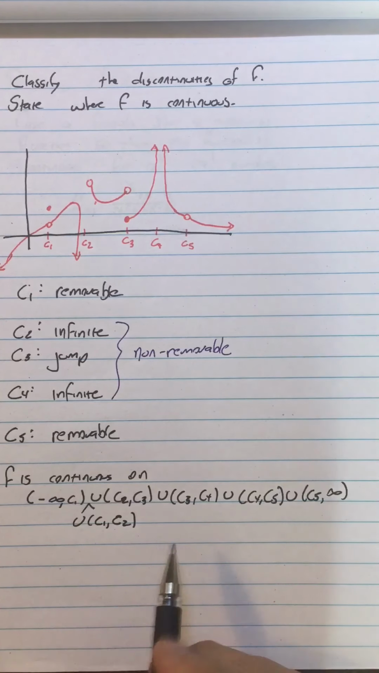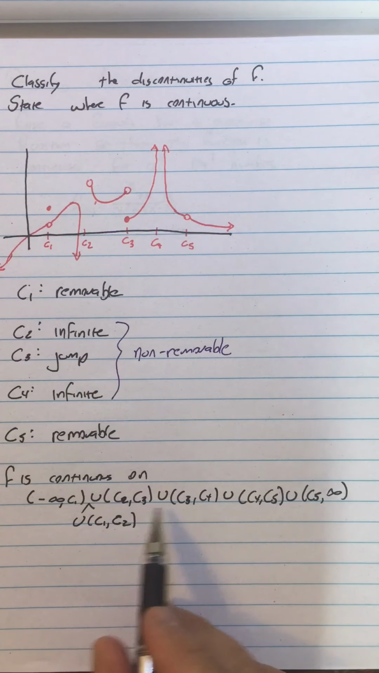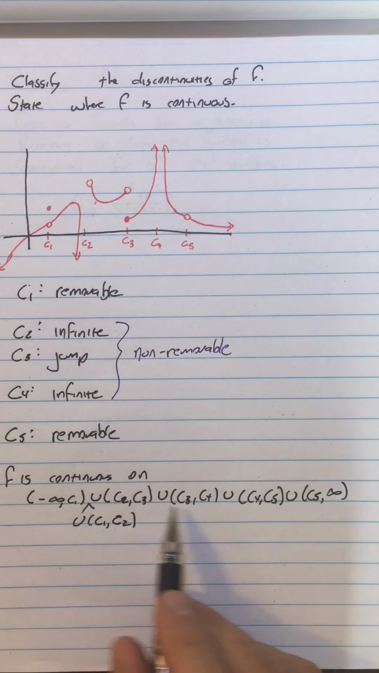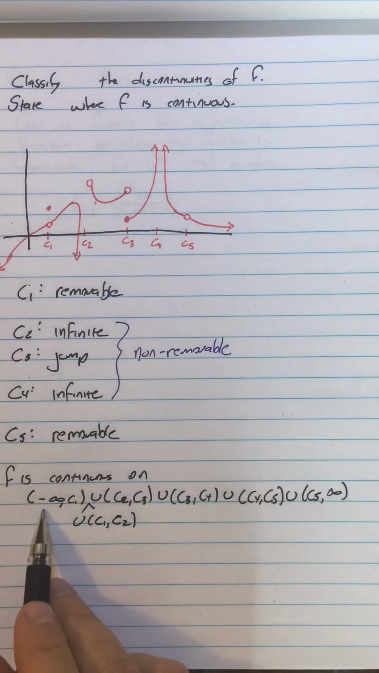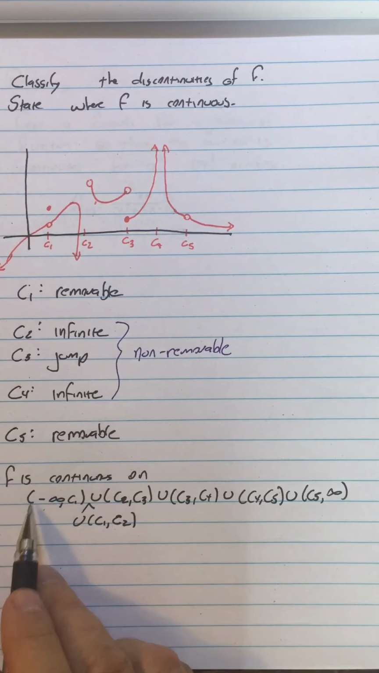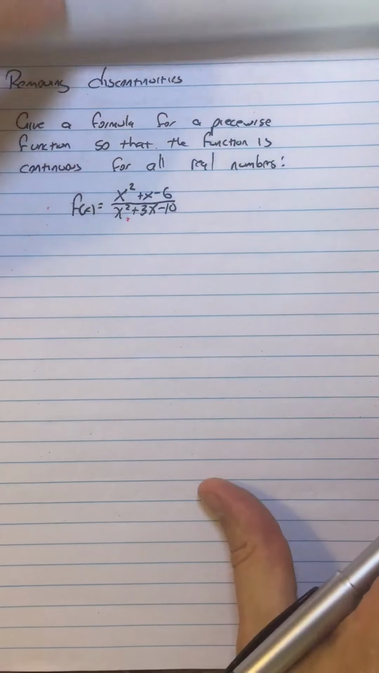Right? And they're all open intervals because, for example, we know that f of x is not continuous when x equals C3, so we want to make sure C3 is not included in either interval. That's why all the intervals are open. And of course, the ending intervals are open because you cannot include negative infinity or positive infinity as an endpoint of an interval. So that's classifying these discontinuities.